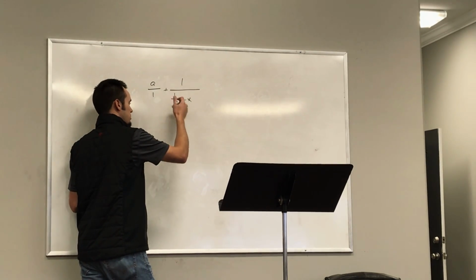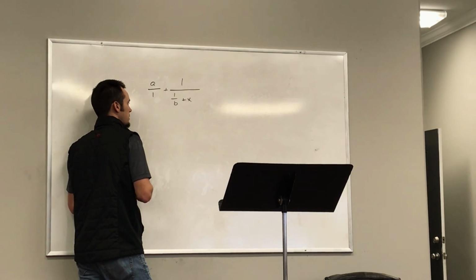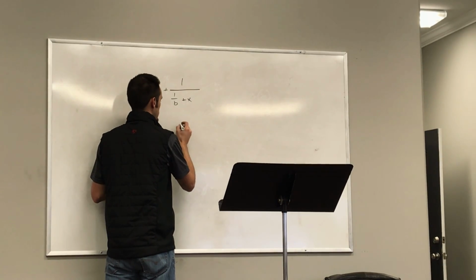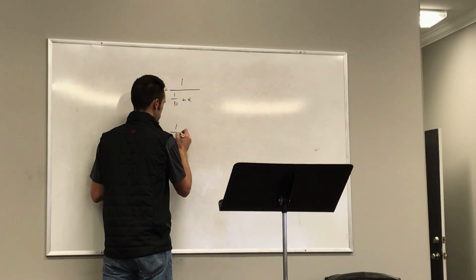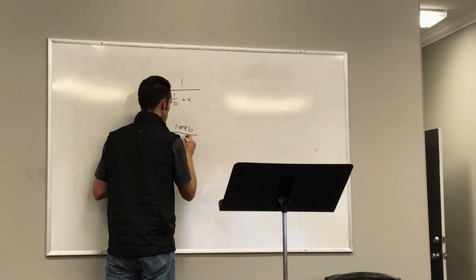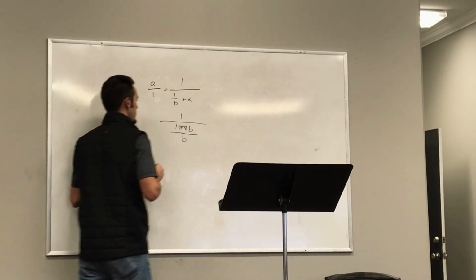Keep it on the bottom. Tell me what this would look like simplified. 1 plus xb over b. Got it. So I'm going to come down here. 1 plus xb over b all under 1, correct?